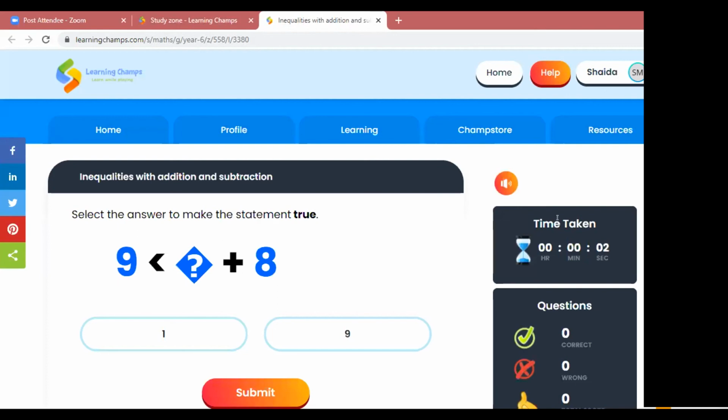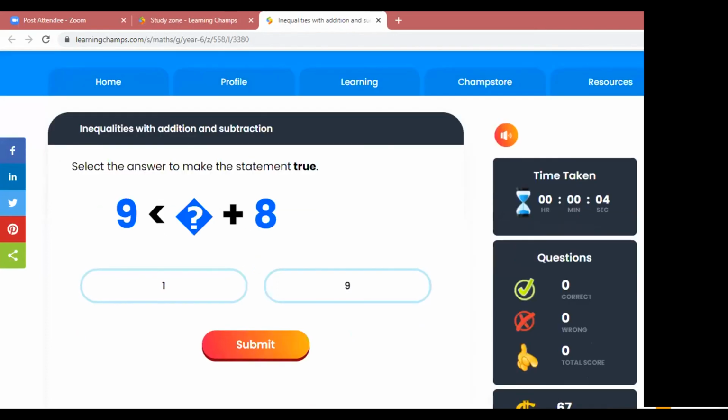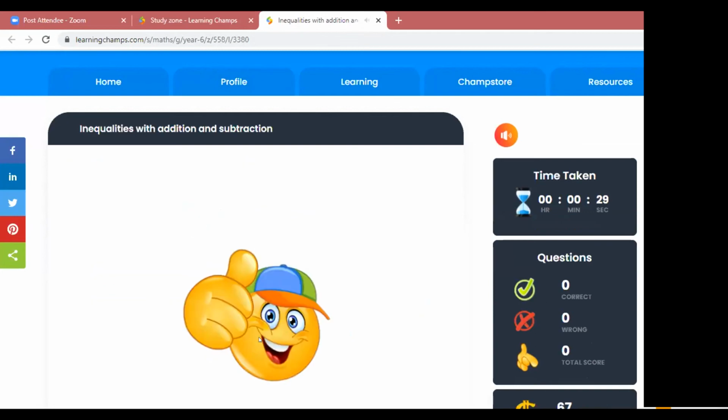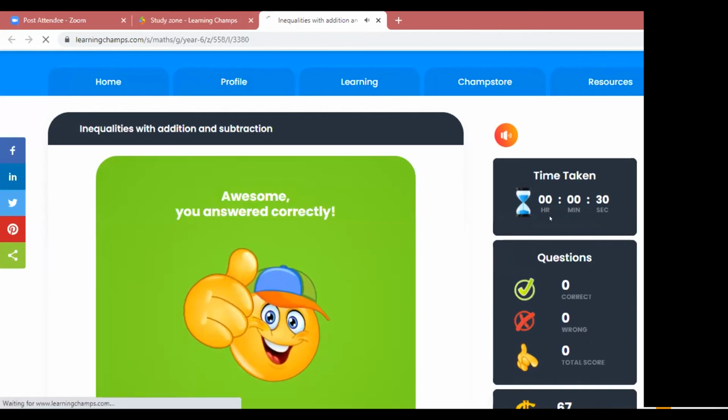See? Here it's a little different. You have to select which answer should come here. If you add 1, it's going to be equal. So you should add something more. Do you understand that? Okay, so what is the answer? 9. Let's see. Okay, well done.